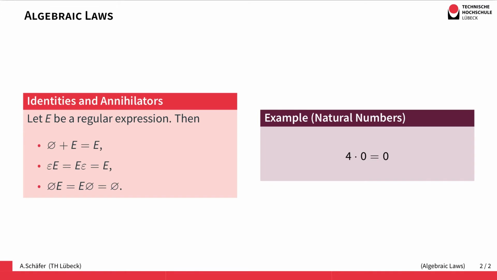From the natural numbers, we know that multiplying a natural number by 0 results in 0. So 4 times 0 is 0. And the same is true for the regular languages and regular expressions. If we have a regular expression E and we concatenate the empty set from the left or from the right, we obtain the empty set, because this actually means we take all the words where the first part is in the empty set and the second part is defined by the regular expression E. As there are no words in the empty set, there is no word that would satisfy this condition, that the first part is in the empty set and the second part is in E. So the result is actually the empty set.